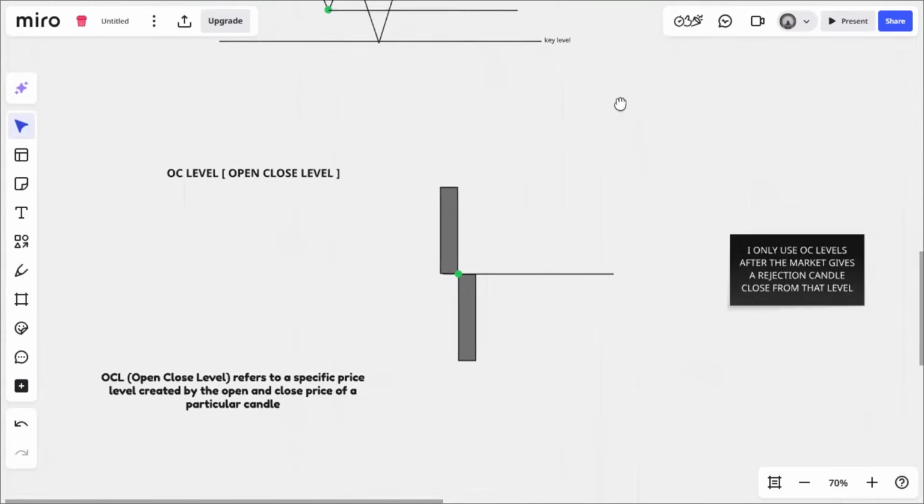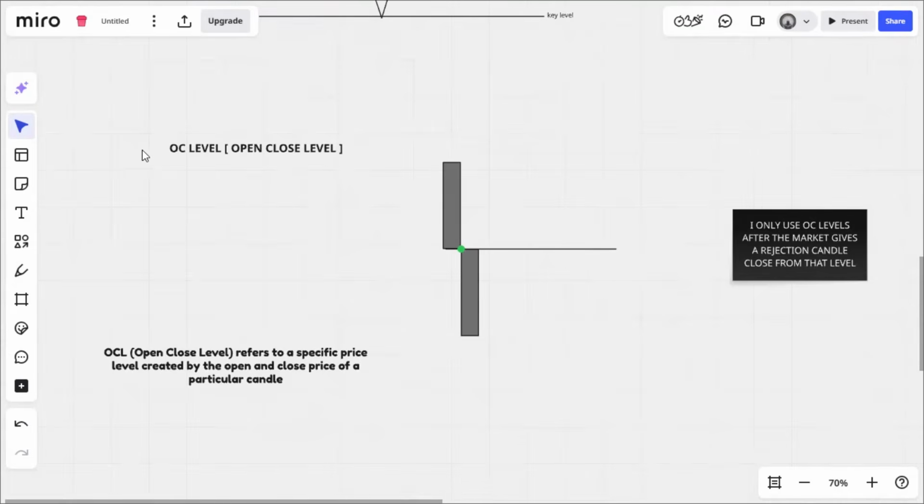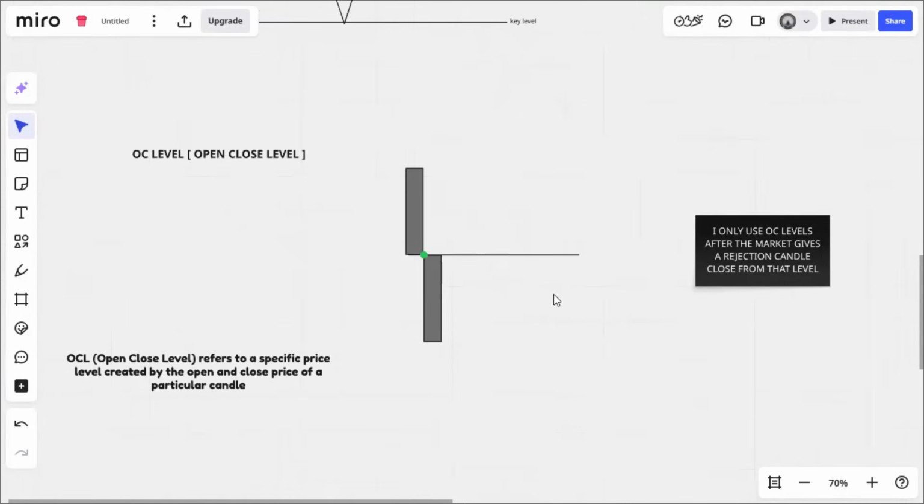Okay, so let's talk about the OC level. An OC level is an open close level. OC means open close. Personally, I only use OC levels after the market gives a rejection candle close from that level. So I wait till the market comes right here, and I wait till it gives a rejection candle close. After this rejection candle close, I enter from the second candle. I don't actually trade OC levels in my setups because I don't trust them, because we have so many OC levels in the market.